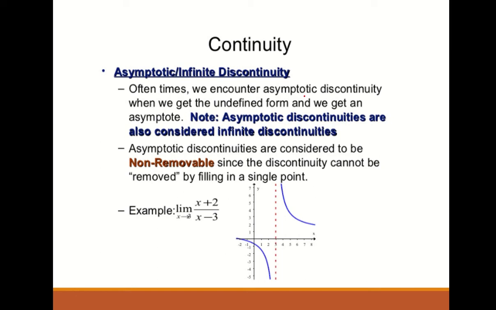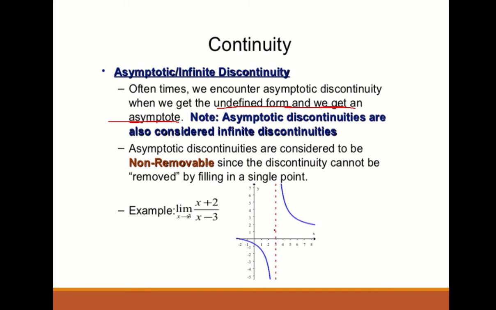So oftentimes we encounter asymptotic discontinuity when we get the undefined form. Okay, so take note, when we get the undefined form, we get an asymptote. So note that asymptotic discontinuities are also considered infinite discontinuities. So asymptotic discontinuities are considered to be non-removable. Okay, so we cannot do anything about it. So this is considered non-removable since the discontinuity cannot be removed by filling a single point.